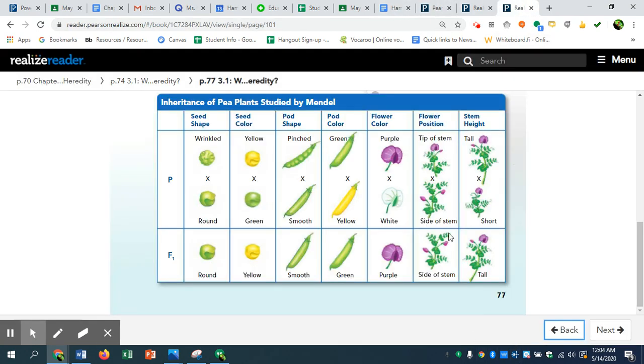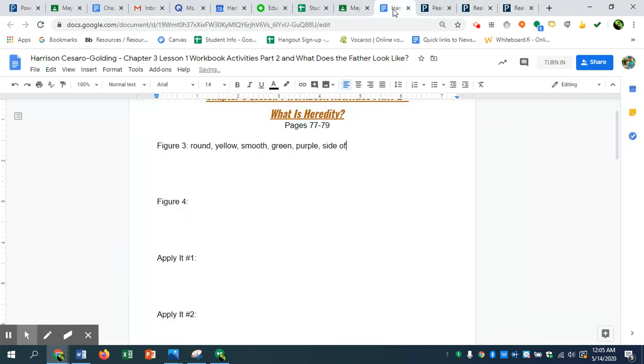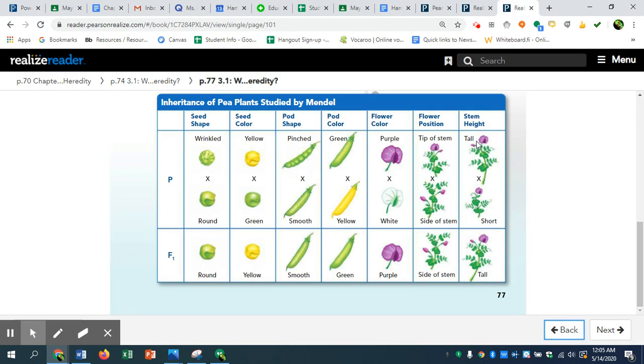Okay, 2 more. The position of the flower. For one parent, it's at the tip of the stem, and for the other parent, it's on the side of the stem. Every offspring has flowers on the side of the stem. So which is the dominant trait? Side of the stem. One more. One parent is tall, one parent is short. Every offspring is tall. So the dominant trait is tall.